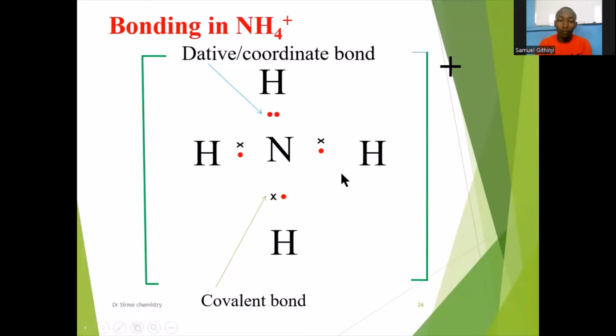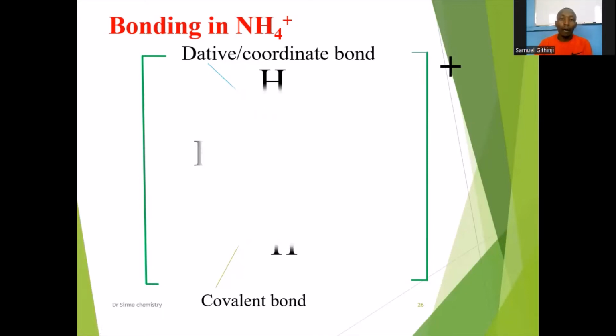And of course the rest are covalent bonds. You can see the charge, yes, it has a positive one. That is the bonding in ammonium. That is called the ammonium ion or ammonium radical.